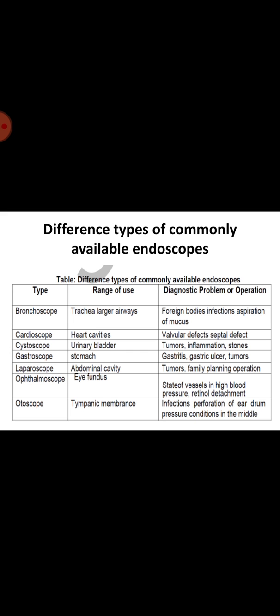There are different types of endoscopes available, for example the bronchoscope, the cardioscope which deals with heart activities, the cystoscope which deals with the urinary bladder, the gastroscope which deals with the stomach, and so on. Endoscopy is useful for investigating many systems within the human body. For example, the gastrointestinal tract, which is useful in examining the stomach, small intestine, large intestine, duct, rectum and anus.